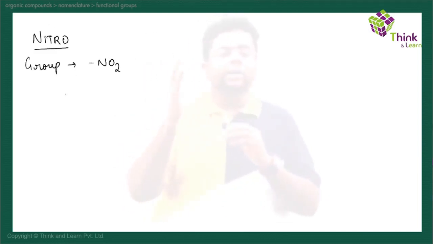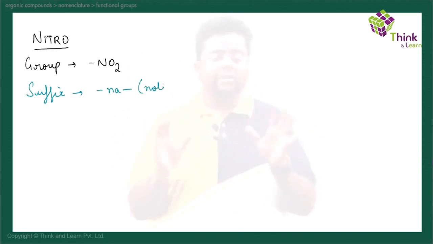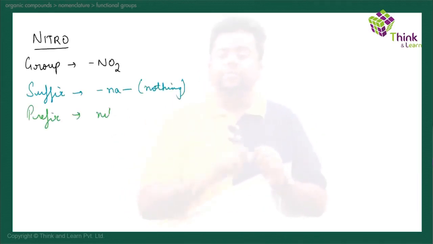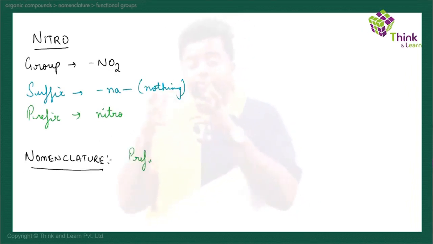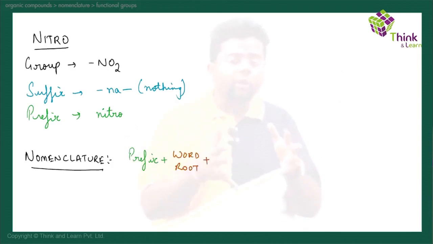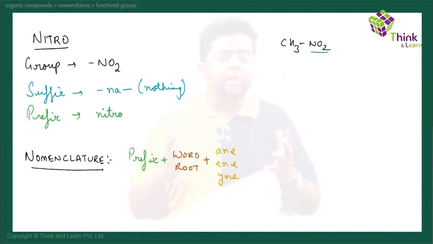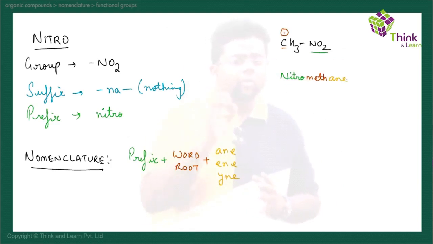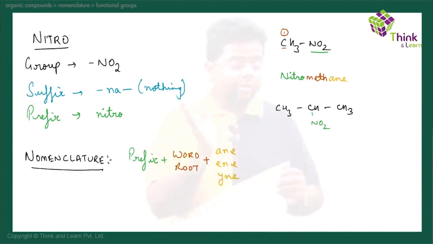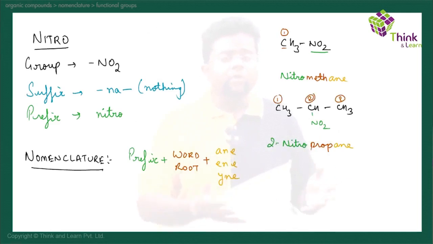So the next functional group that we have is the nitro group. And what should be the group? That is NO2. What is the suffix? Nothing. And what is the prefix? Yes, it has a prefix which is nitro. And how do we write the nomenclature? Over here, we would have the prefix and we would have the word root followed by ane, ene, or yne. Now let's take one example. If we have CH3NO2, the name would be simply nitromethane. Now, if I take a 3 carbon chain and on this carbon I have the NO2, I would have to number it. So if I number, NO2 is on the second position, so I get it as 2-nitropropane.